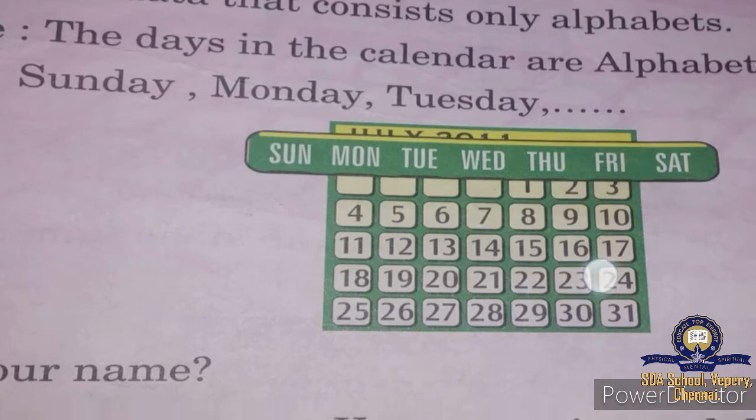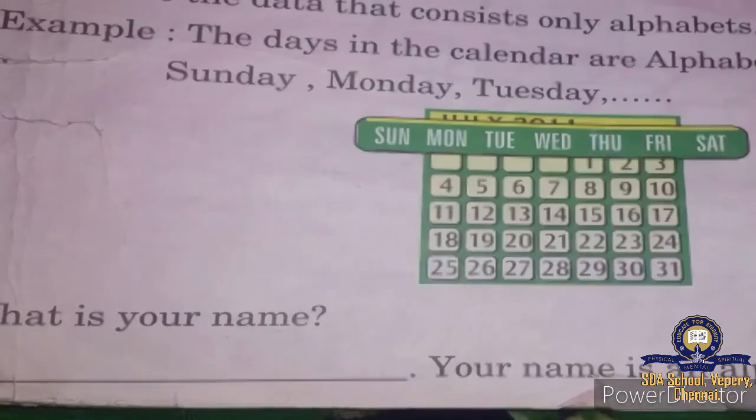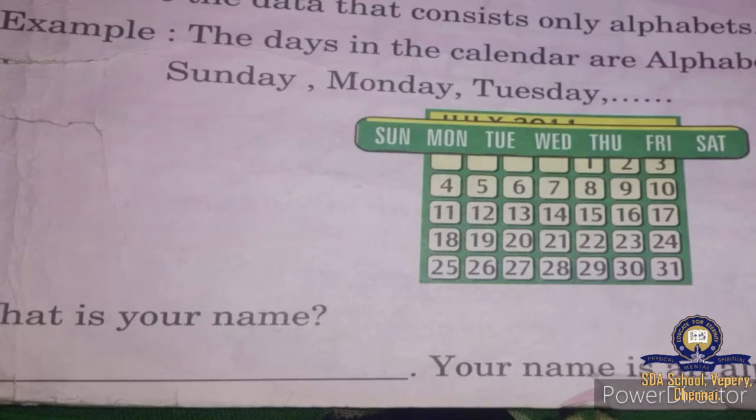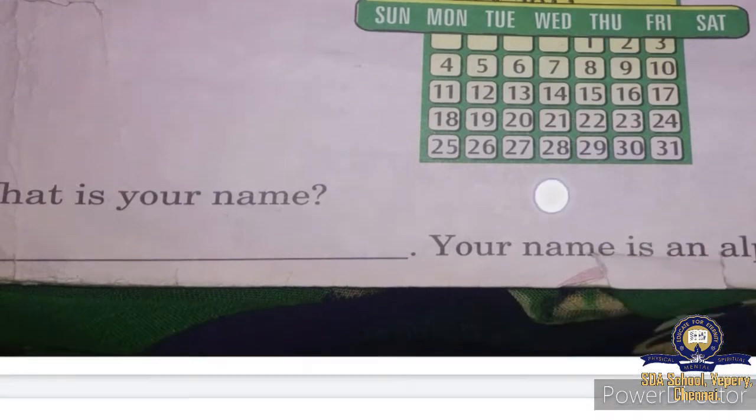Now, what is your name? If I am asking you what is your name, you will write I am C7. Will you write C7 or not? No, right? So these cannot be our name. Our name will be alphabetic data. Only alphabetic data. Whatever your name, Pinky, Mala, Sheila, all are alphabets only. So alphabetic data means only the alphabets can be used.